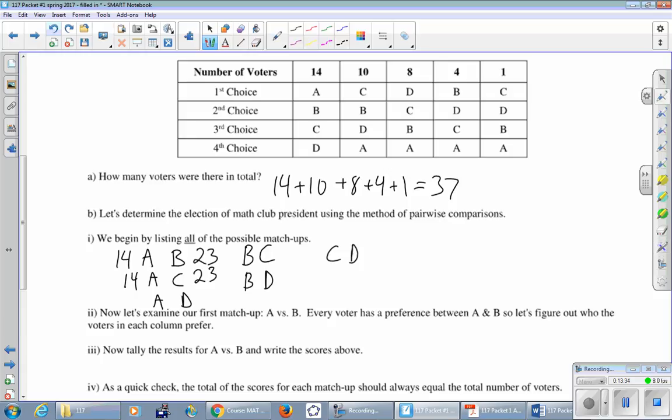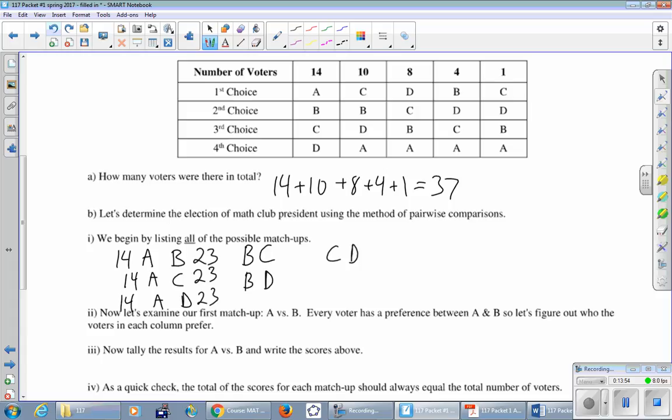And then finally looking at the A versus D matchup here. These 14 people think that A is better than D. These 10 people think that D is above. 8 people think D is above. 4 people think D is above, and 1 person thinks D is above. So that is another loss for A. That is 14 to 23 yet again.